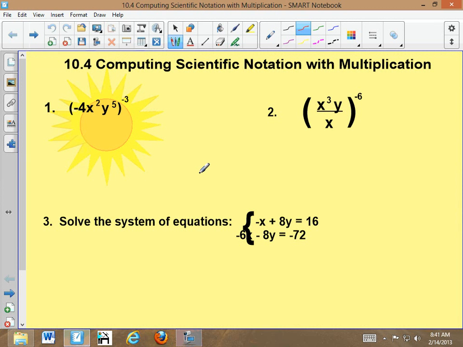Okay, this is lesson 10.4. We're going to talk about computing scientific notation with multiplication. You may have guessed that we'll also be computing scientific notation with division, but that'll be a lesson for probably tomorrow.